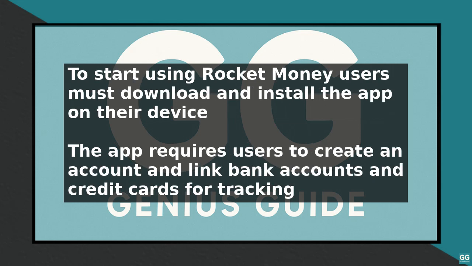Rocket Money also uses machine learning algorithms to categorize your transactions and provide you with a detailed breakdown of your spending habits. The main dashboard of the app displays an overview of your financial situation, including your income, expenses, and savings. You can also view your transaction history and track your spending across different categories such as food, entertainment, and transportation.